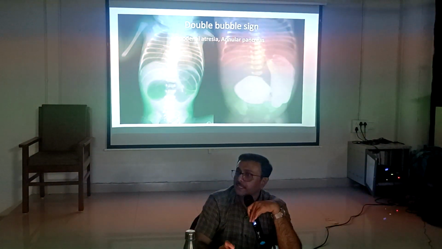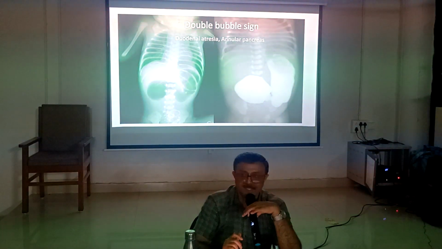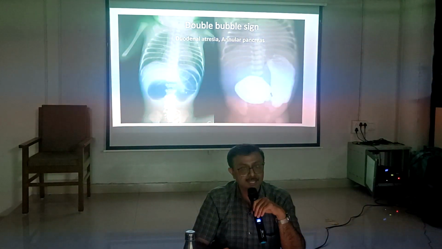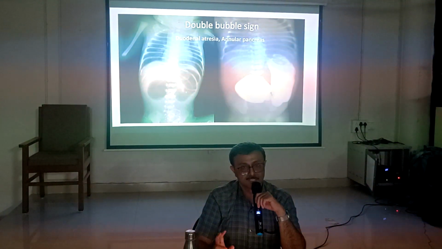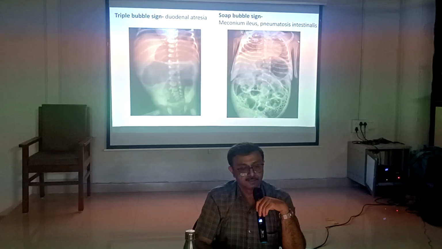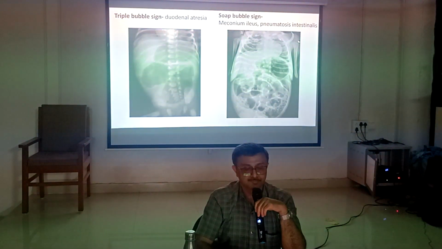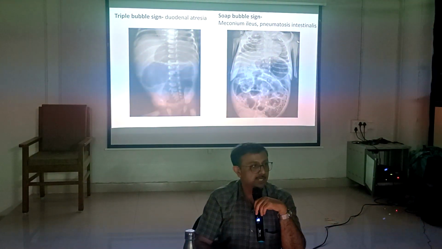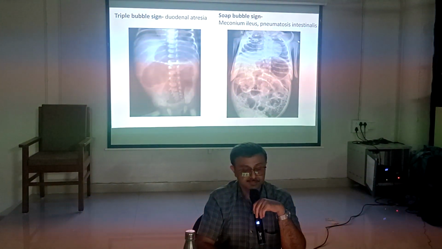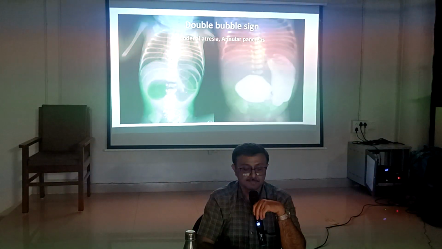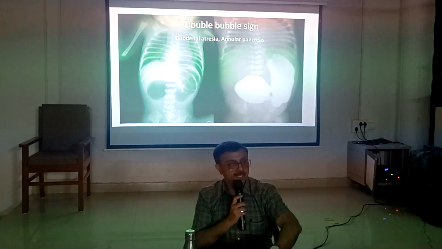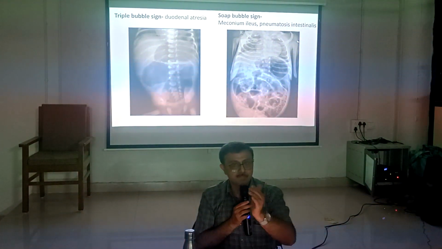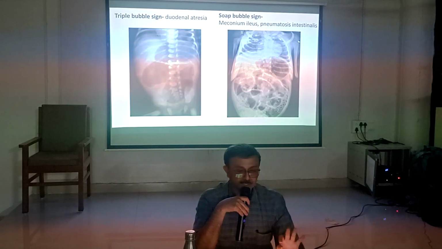Lesions obstructing the second part of duodenum. Double bubble sign. Single bubble sign, hypertrophic pyloric stenosis. Double bubble sign: duodenal atresia, annular pancreas. Triple bubble sign: again duodenal atresia, but at the third part of duodenum, not the second part. Atresia can be anywhere.